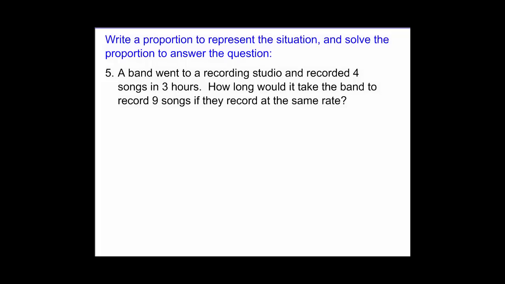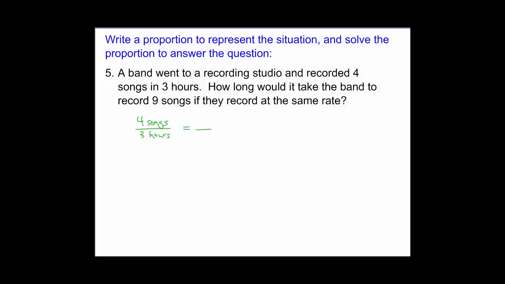A band went to a recording studio and recorded 4 songs in 3 hours. Did you hear the first fraction? 4 songs, 3 hours. Now notice I put the songs and the hours in there just to remind us that the top number 4 represents the number of songs in that fraction. So that means in the fraction on the other side, I have to remember to put the number of songs on the top and the number of hours on the bottom.